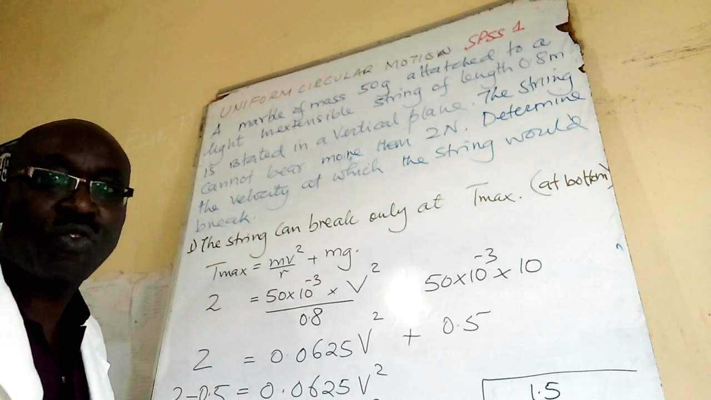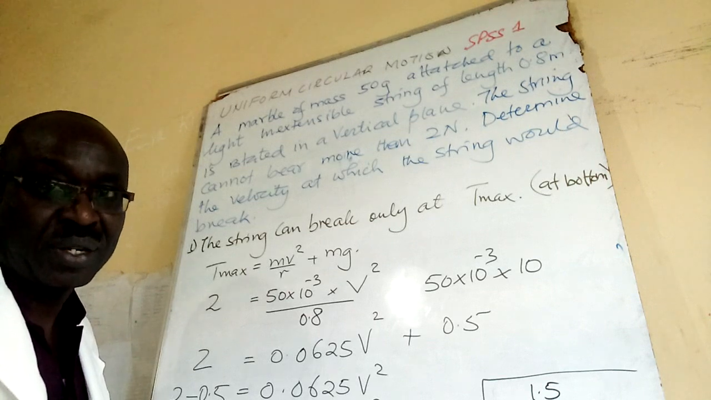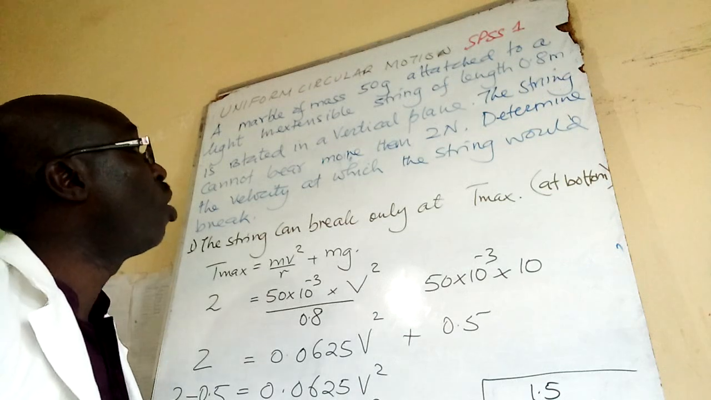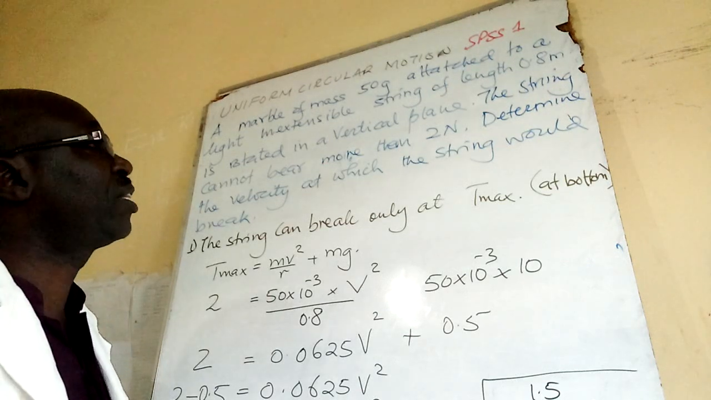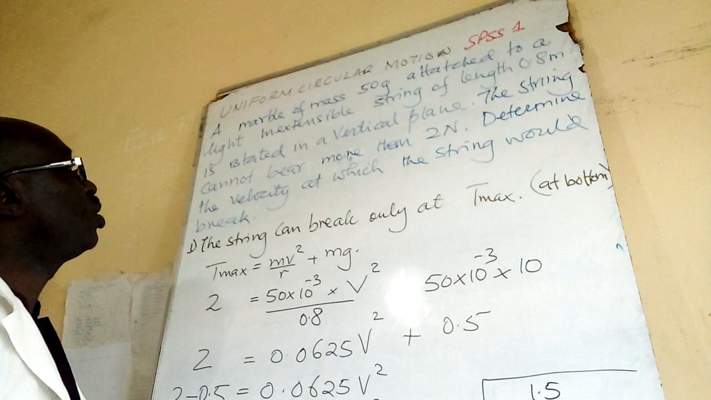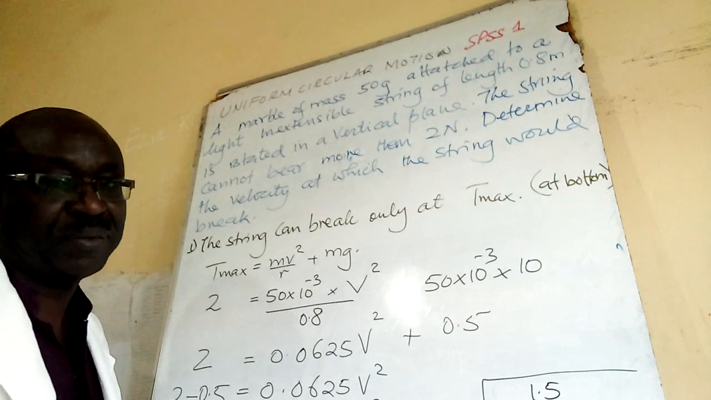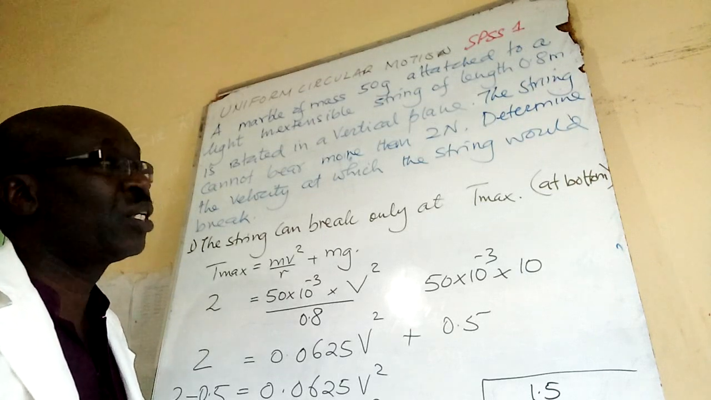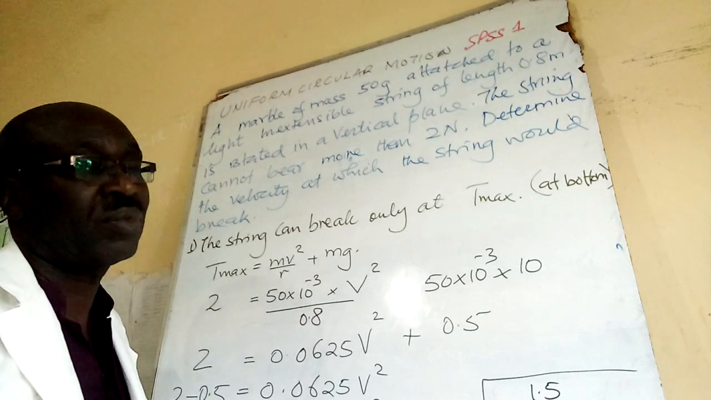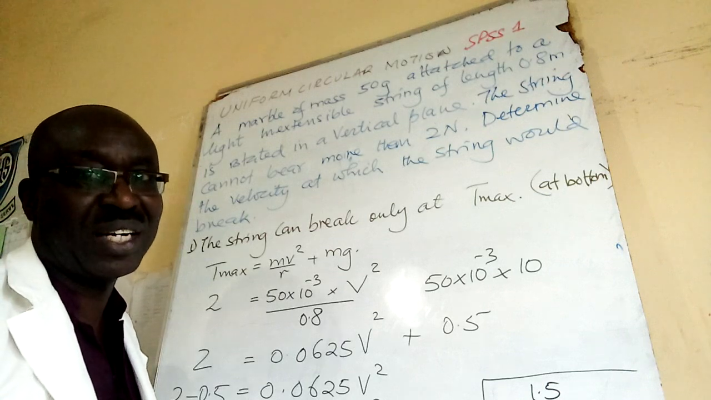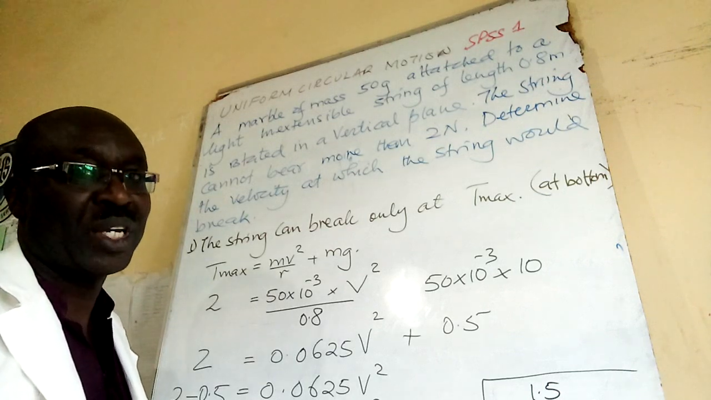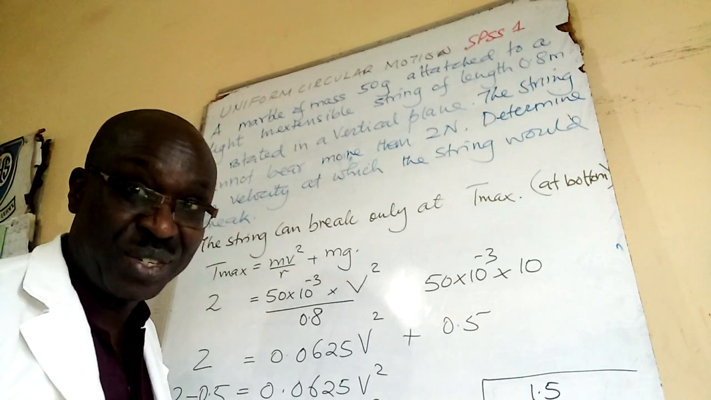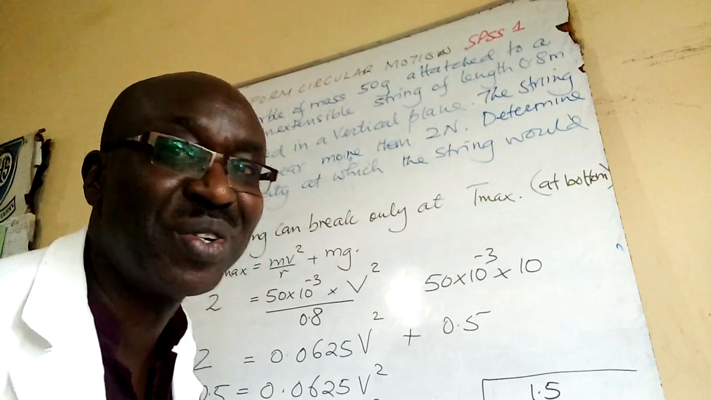A marble of mass 50 grams attached to a light inextensible string of length 0.8 meters is rotated in a vertical plane. The string cannot bear more than 2 Newton. That language tells you maximum tension.